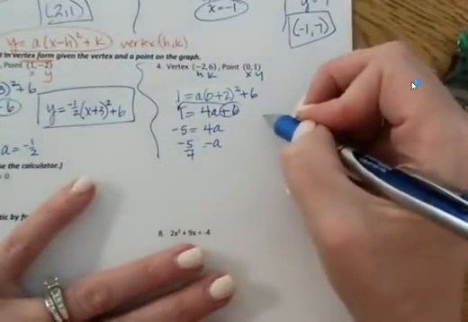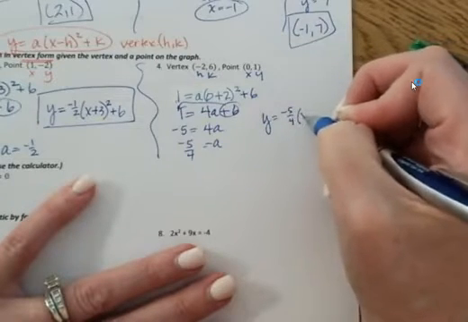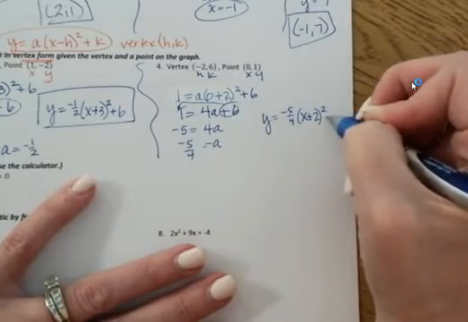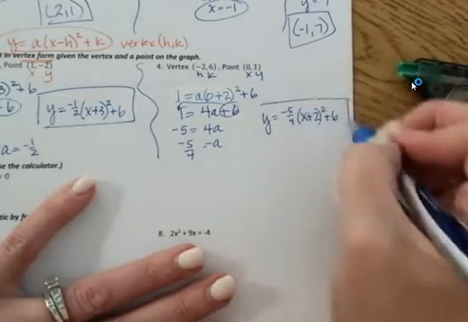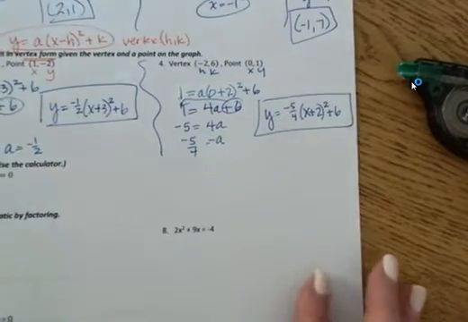So I'm going to write it in vertex form, my answer. So -5/4 times (x minus h), so it's going to be plus 2, don't forget the squared, plus 6. There's my answer. All right, that was vertex forms of quadratics.